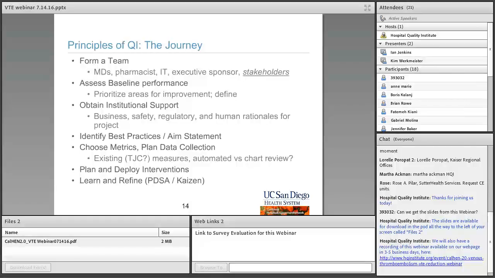The first of which is to form a good team. So you need physicians, usually a physician leader or a quality leader, then experts. Pharmacy is always involved, information technology or forms if you're a paper hospital, and an executive sponsor so that you're in communication with the C-suite and they're going to give you the resources you need.